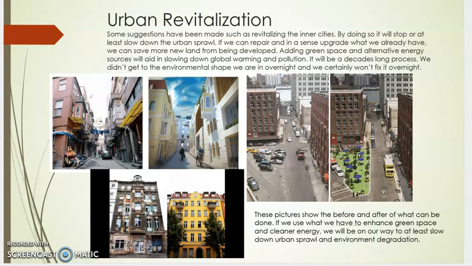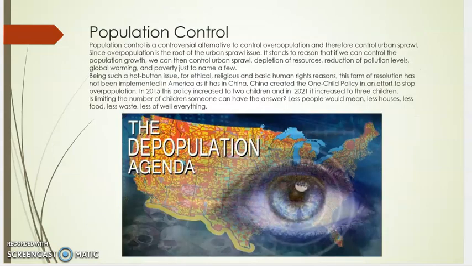It will be a decades-long process. We didn't get into this environmental shape we are in overnight, and we certainly won't fix it overnight. These pictures show the before and after what can be done if we use what we have to enhance green space and cleaner energy. We will be on our way to at least slow down urban sprawl and environmental degradation.